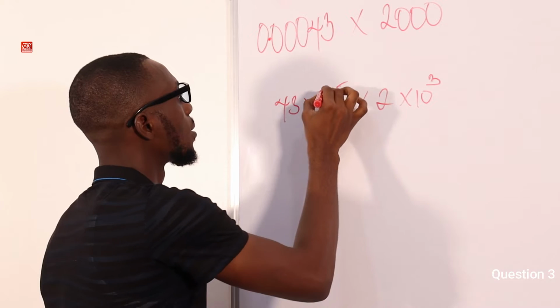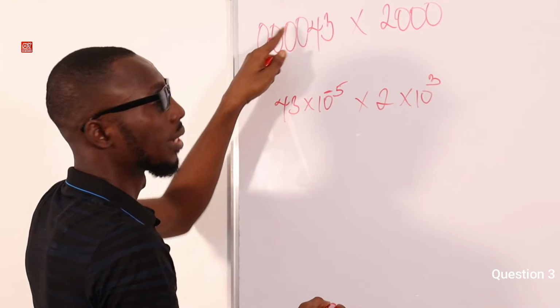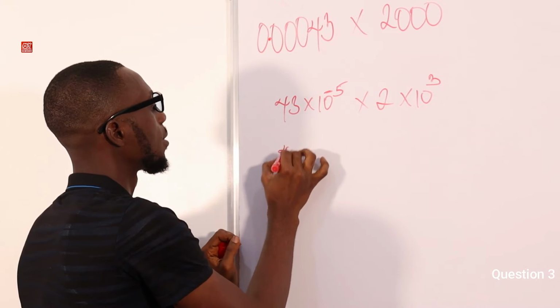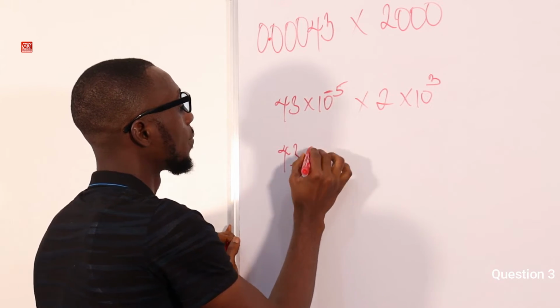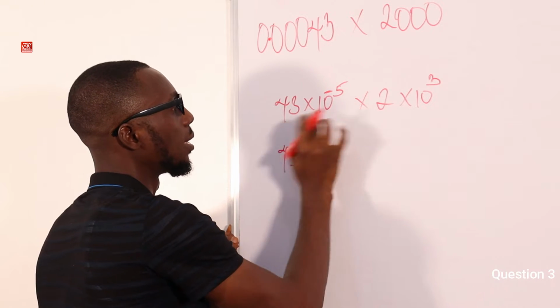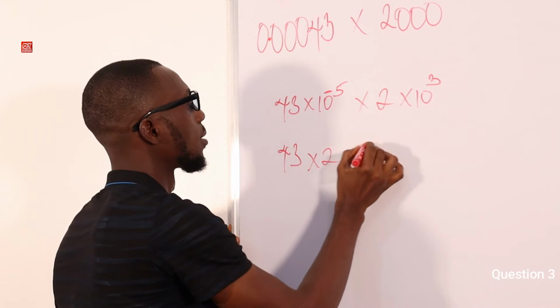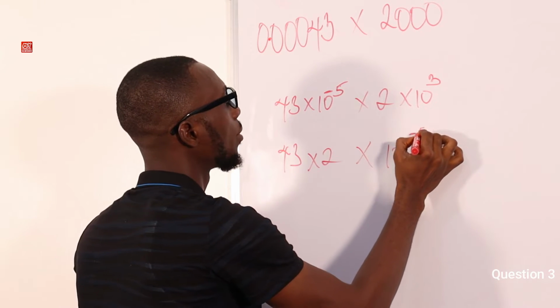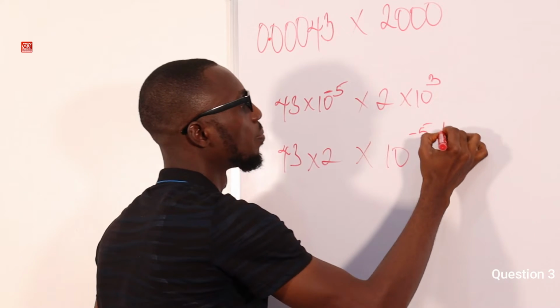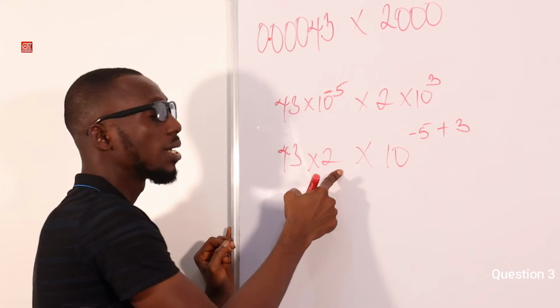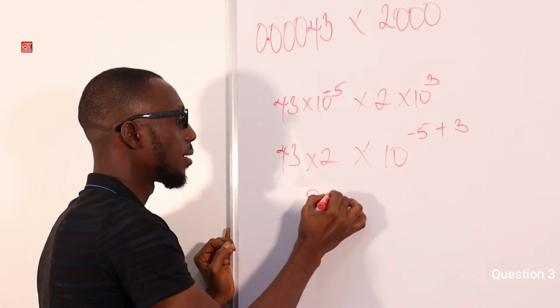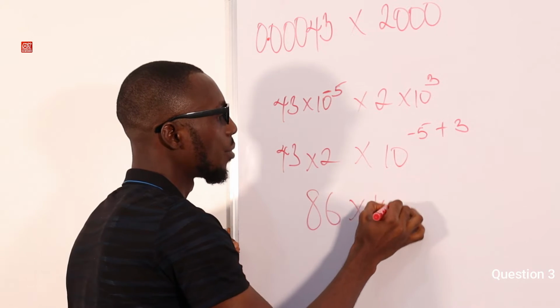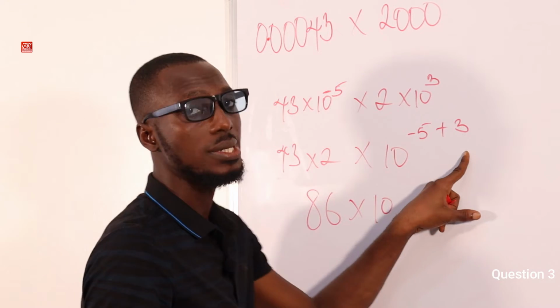Okay, so this is minus 5. You can see the movement. So that's 43 times 2, this and this. Then we have this times 10 raised to the power minus 5 times means plus 3. 43 times 2 gives us 86 times 10 raised to the power minus 5 plus 3.